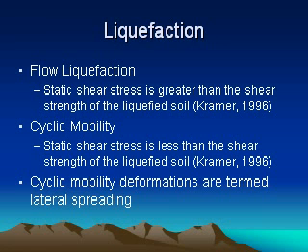There are two types of liquefaction. One is flow liquefaction, in which the static shear stress is greater than the shear strength of the liquefied soil. And the other is cyclic mobility, in which the static shear stress is less than the shear strength of the liquefied soil. These two conditions occur based on the magnitude of the earthquake and the existing state of the soil and its structure. But when we get cyclic mobility deformations, these are what we call lateral spreading.